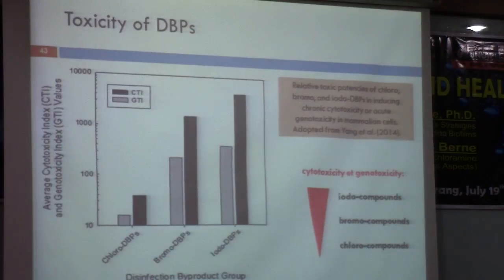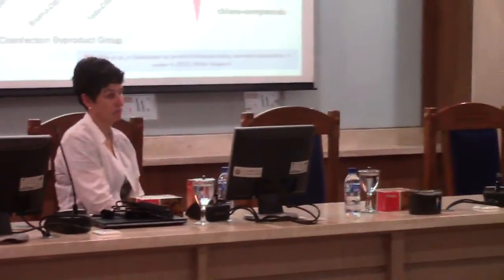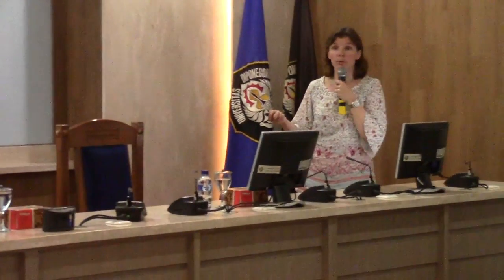And also there is a problem with brominated DBPs, and if you have iodide in the water, you can form iodinated DBPs. You also have strong differences between the cytotoxicity and genotoxicity of the iodo and chloro compounds. They are more toxic than the chloro compounds. Nevertheless, the regulation in drinking water is only based on the chloro compounds and carbonaceous compounds.